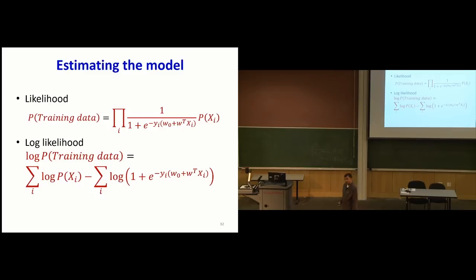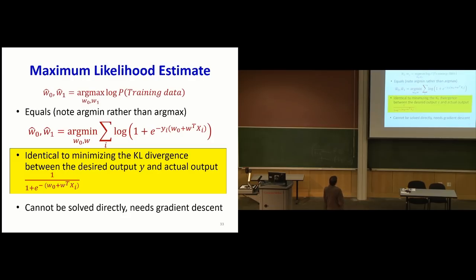The log likelihood of the training data, the log being a monotonic function, is simply going to be the log of this guy, which is the summation of the log of p of x minus, because this is in the denominator, the summation of the log of this denominator term.